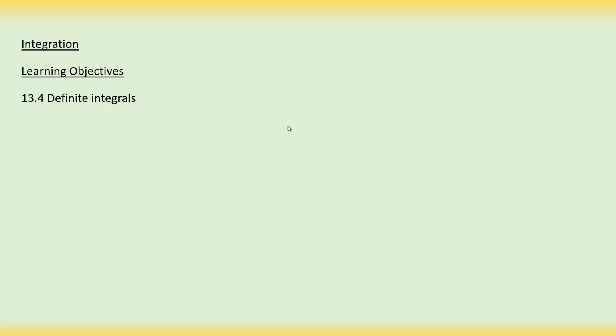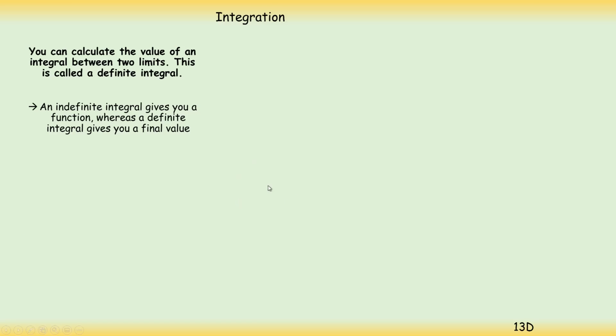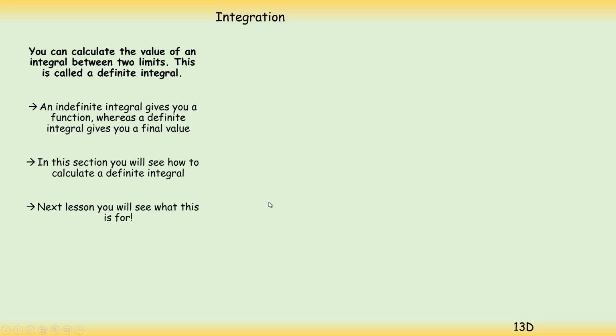So far we've been integrating unbounded, without limits, otherwise known as indefinite integration. What we can do now is introduce limits and integrate between these two limits. This is known as definite integration. If we have a look at an example, we can see how this works.